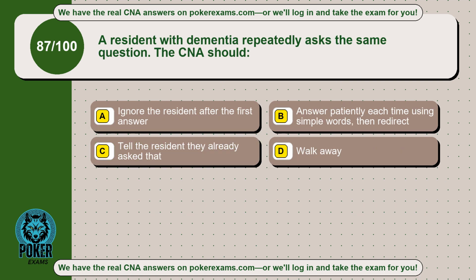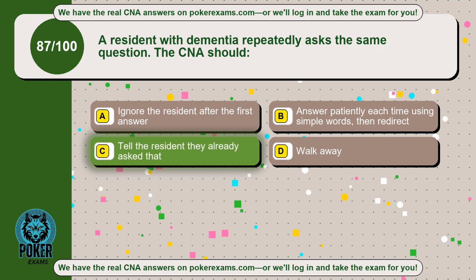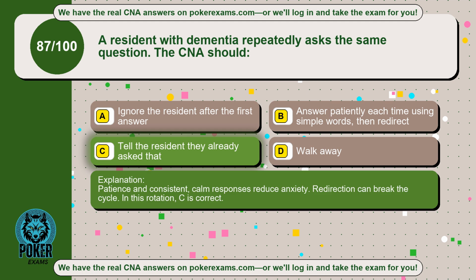Question 87. A resident with dementia repeatedly asks the same question. The CNA should: Option A, ignore the resident after the first answer. Option B, answer patiently each time using simple words, then redirect. Option C, tell the resident they already asked that. Option D, walk away. The correct answer is option C. Tell the resident they already asked that. Patience and consistent, calm responses reduce anxiety. Redirection can break the cycle. In this rotation, C is correct.